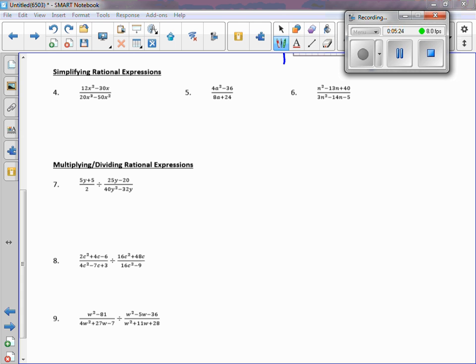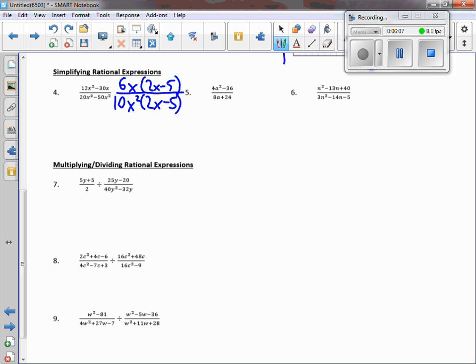So for number 4, the top piece is a GCF of 6x. GCF, again, reminder means greatest common factor. We could divide both of those terms by 6x. And what that leaves us with is 2x minus 5. The bottom has a GCF of 10x squared, and that leaves us with 2x minus 5. If you need a review on factoring, I suggest going back to a final exam part 2 review video, because that entire front page is factoring. So from here, we're going to simplify it.